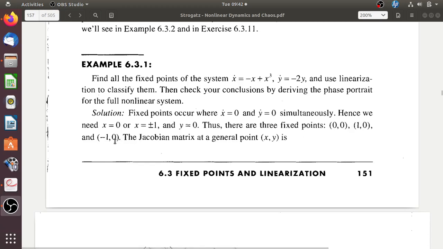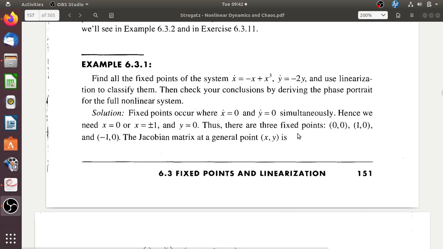Now we need to classify the fixed points. In order to classify a fixed point, we need to identify the Jacobian matrix. Once we identify the Jacobian matrix, that will be a function of x and y, and to classify a particular fixed point, we need to substitute the value of the fixed point and then use the technique which we use for linear systems.